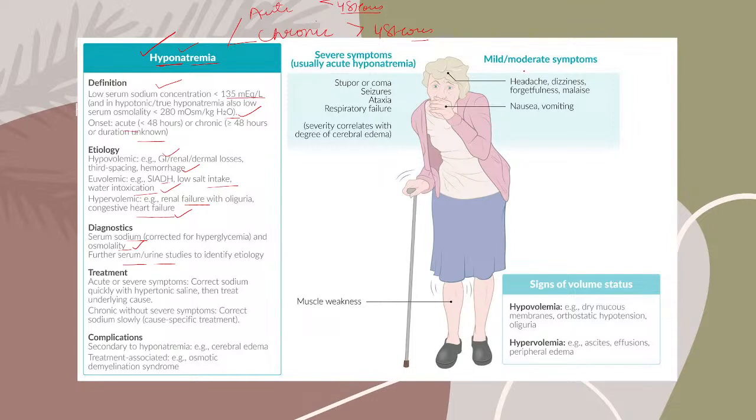Severe symptoms, then mild to moderate symptoms. Mild to moderate symptoms of low sodium include headache, dizziness, forgetfulness and malaise. The patient will be very drowsy, and he will have headache and malaise. Then there would be presence of nausea and vomiting. But in case of severe symptoms, that is usually with acute onset, in a short span of time, in less than 48 hours, there would be stupor and sometimes coma. Patient may develop seizures, there would be ataxia, and respiratory failure may be there.